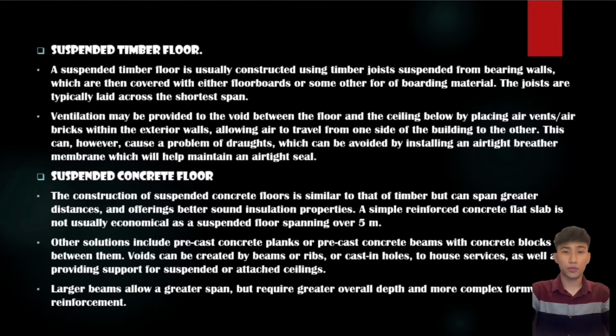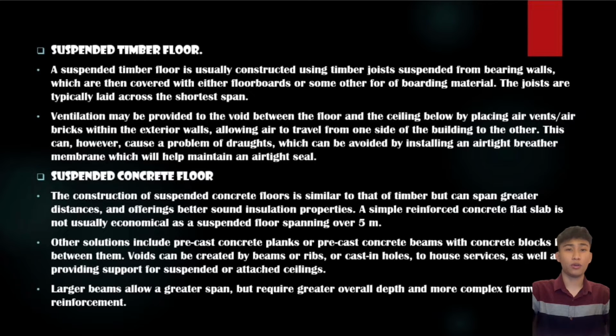Suspended timber floor. A suspended timber floor is usually constructed using timber joists suspended from bearing walls, which are then covered with either floorboards or some other boarding material. The joists typically lay across the shortest span. Ventilation may be provided to the void between the floor and the ceiling below by placing vents or air bricks within exterior walls, allowing air to travel from one side to the other. This can, however, cause the problem of draughts, which can be avoided by installing an airtight barrier membrane, which will help maintain an airtight seal.